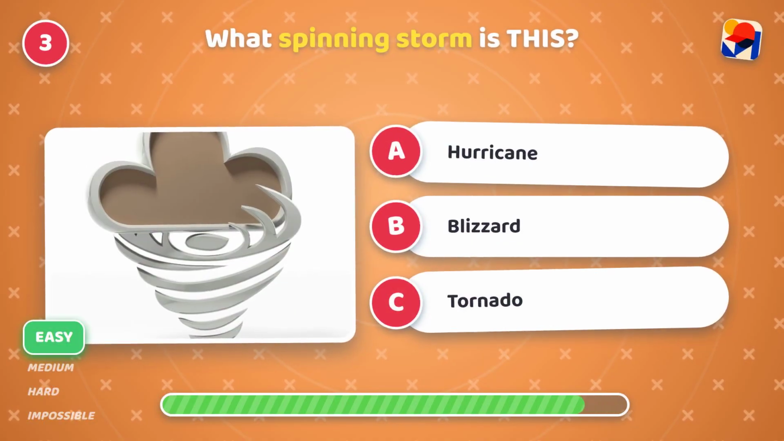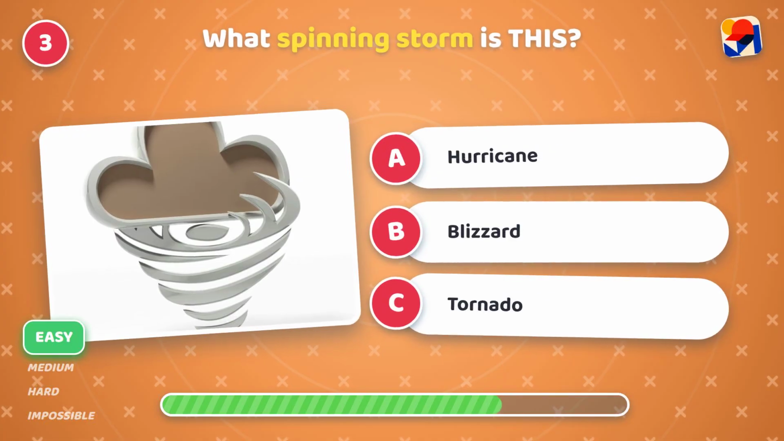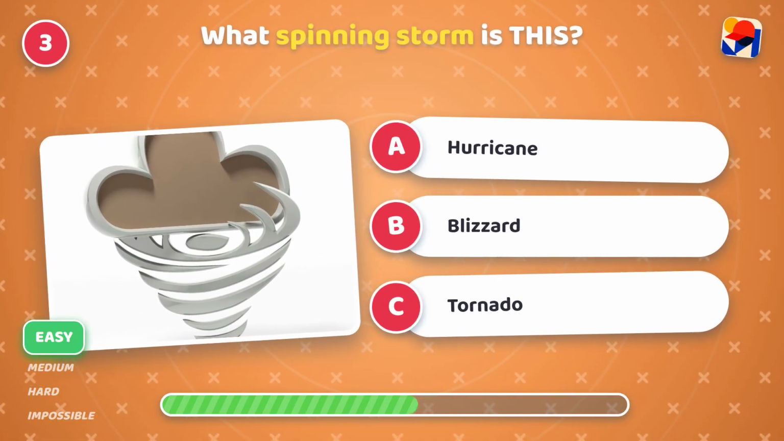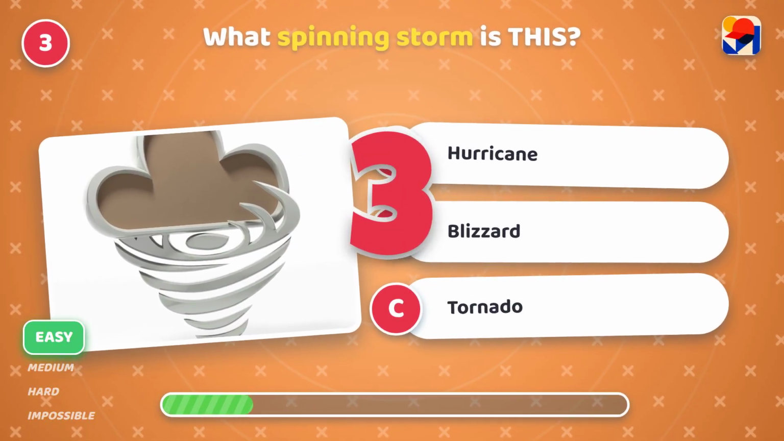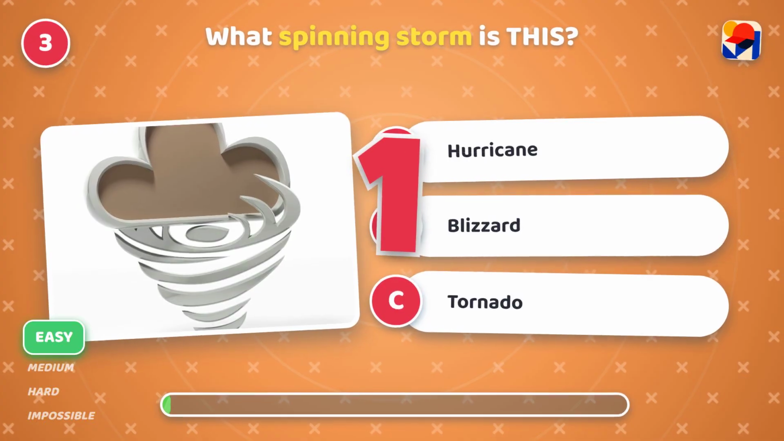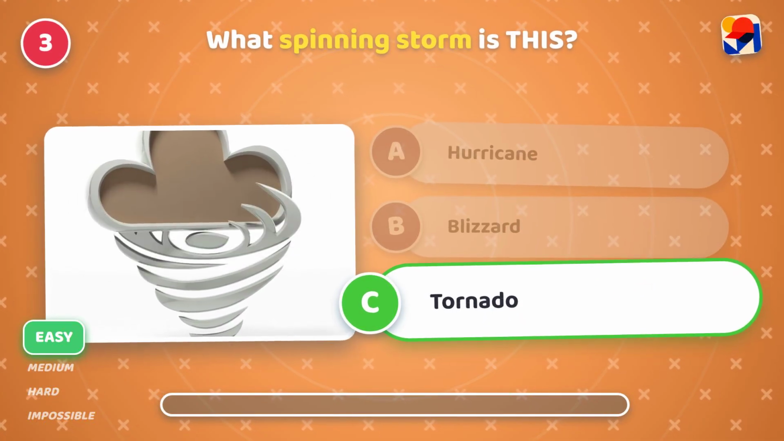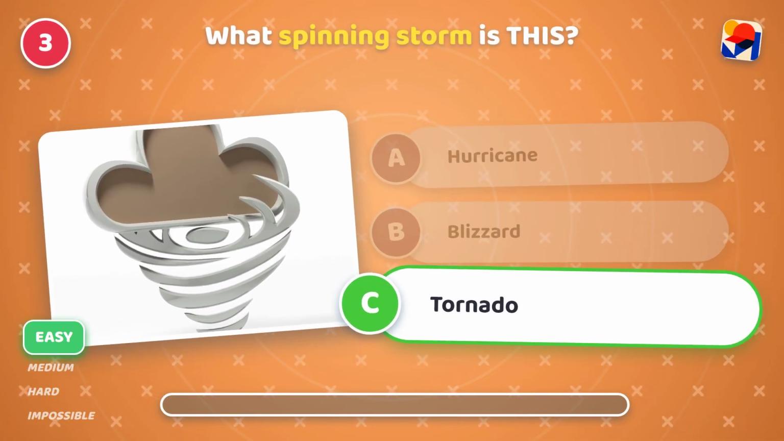What spinning storm is this? Is it A, hurricane, B, blizzard, or C, tornado? It's C, tornado. It's a violently spinning column of air.